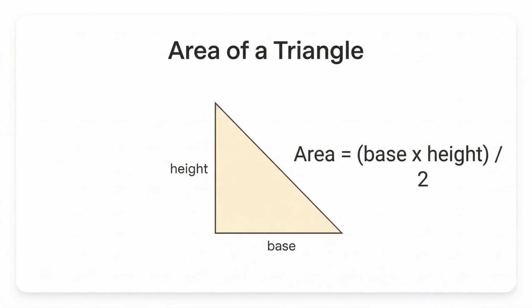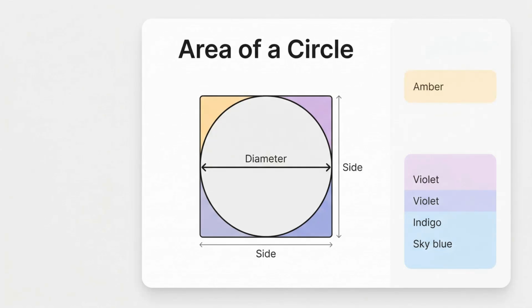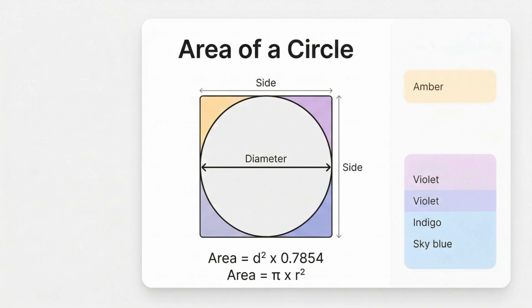Now, circles don't have straight lines, so we use the radius or diameter. Here's a fascinating fact. If you place a circle perfectly inside a square, the circle takes up exactly 78.54% of that square's total area. That gives us a very handy trades math formula. The area of a circle is the diameter squared multiplied by 0.7854. You can also use the classic formula, pi times the radius squared. We will carry these area calculations with us as we step into three-dimensional volume next.